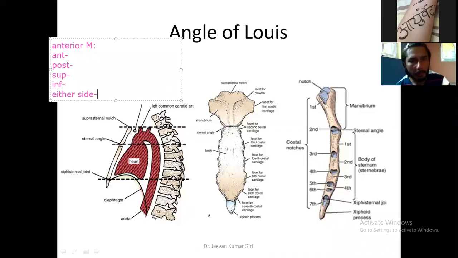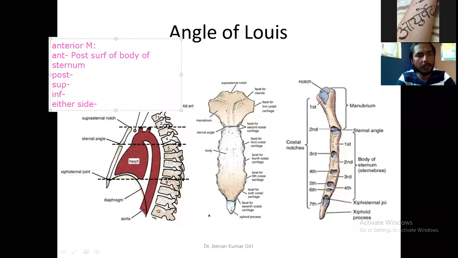Now we are dealing with this space, the anterior mediastinum. This white space is in front of the heart. So what may be the anterior boundary for this anterior mediastinum? See in the picture and tell. This is the body of sternum. So what is the anterior boundary? Posterior surface of body of sternum. Yes, posterior surface of body of sternum, correct.